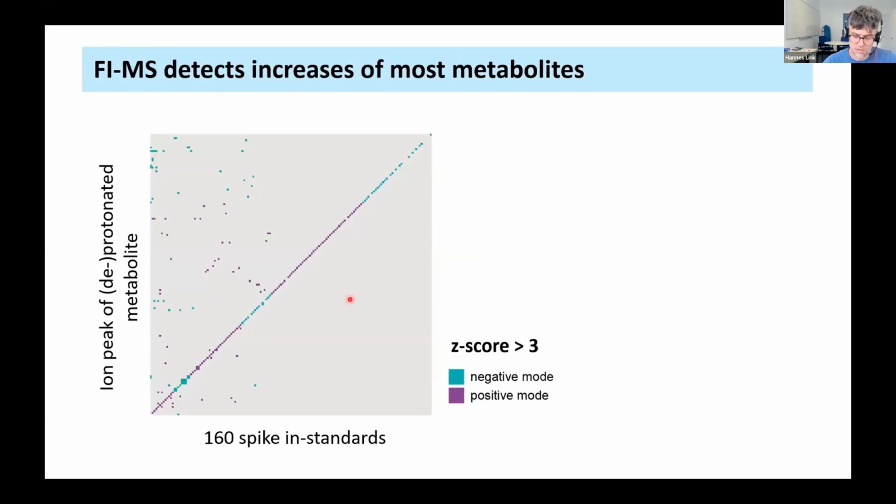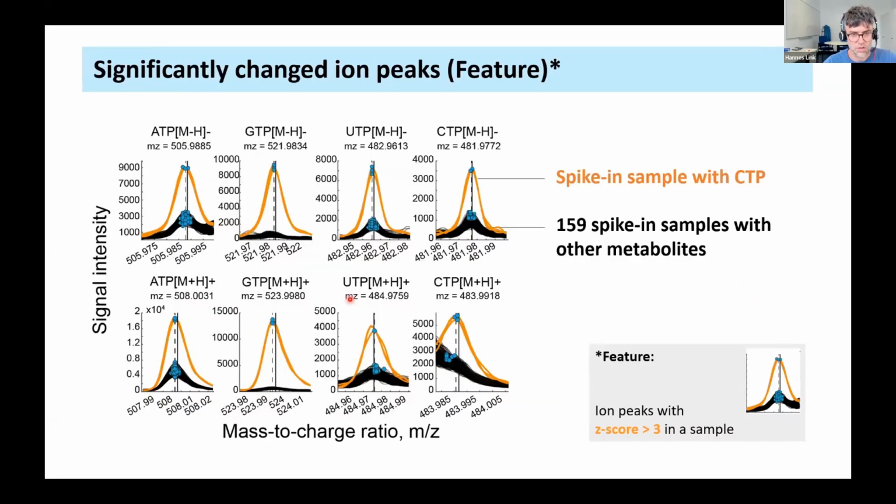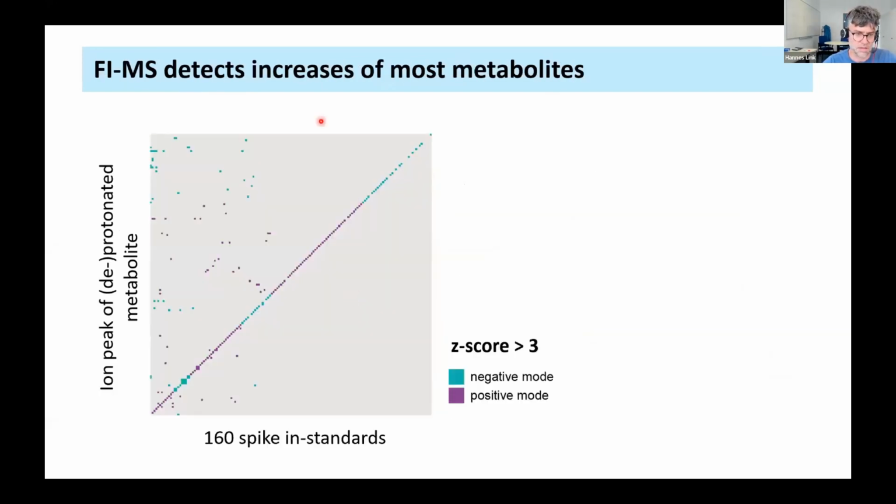And the first question is, you saw in the previous slide that it works for all the nucleotides. So for which other of the 160 standards is it working so well? You see here on the diagonal, for almost all of our spike-in standards, I think 134, we see such a situation where we have a significant increase in the signal, either in positive mode or negative mode.